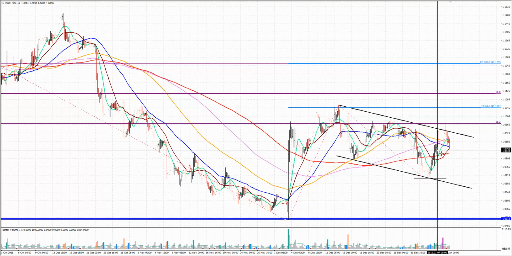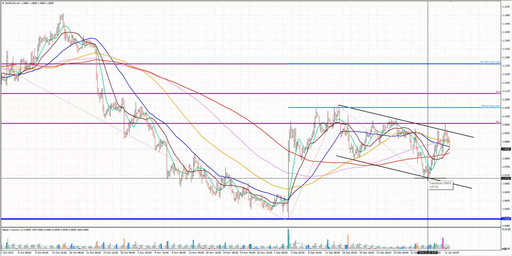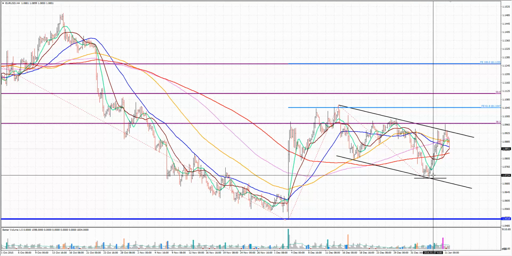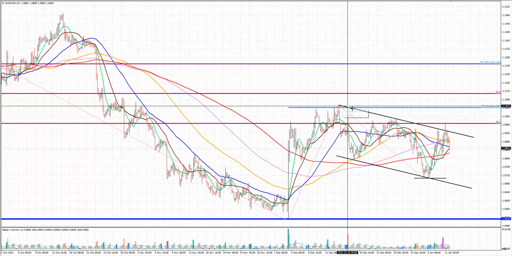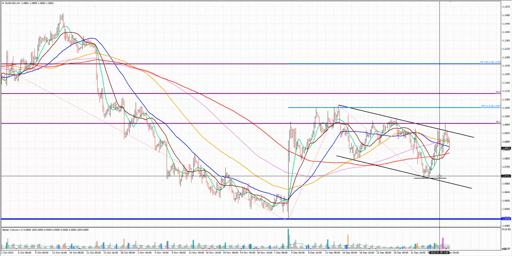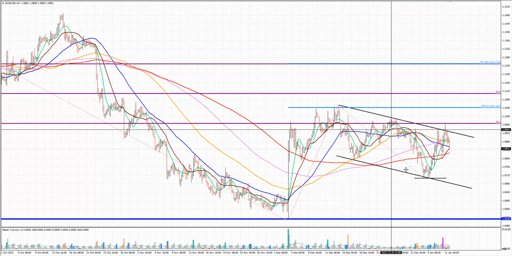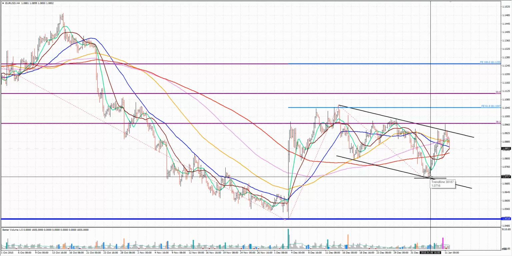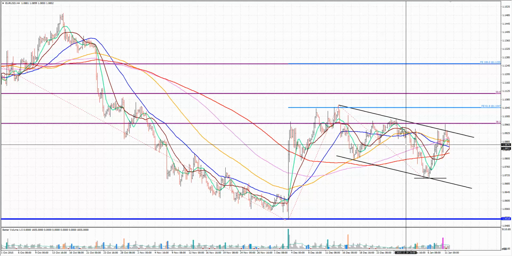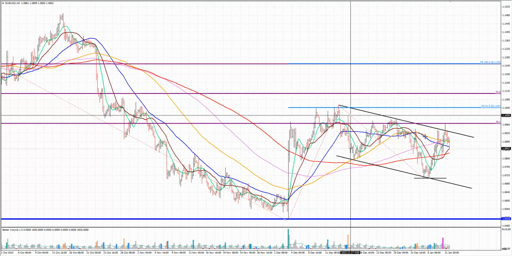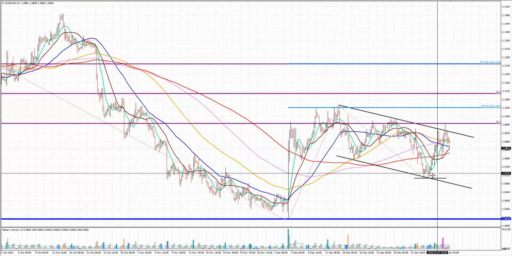I closed my transaction around 1.0720. This was a 61.8 Fibonacci retracement from this swing low to this swing high. It was also a Fibonacci expansion 100% from this ABC, and this was a deep point here. Right now we're trading in the channel. As you can see, we are sideways.